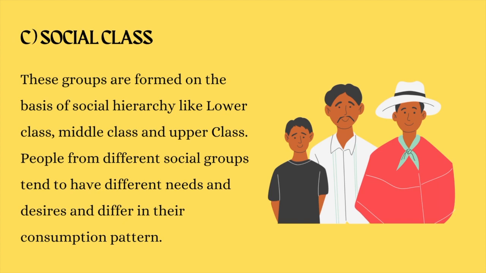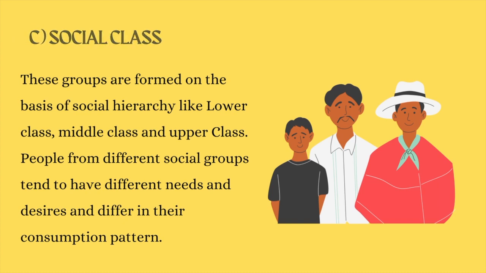The third category is social class. Generally, society is divided into different social classes, from lower class and middle class to upper middle class and upper class. People from different social groups tend to have different needs and desires and differ in their consumption patterns. Maybe for somebody a Maruti car is a need, and for the upper class maybe any sedan car, a Swift, is a need or a luxury item. So it differs as per the social class.